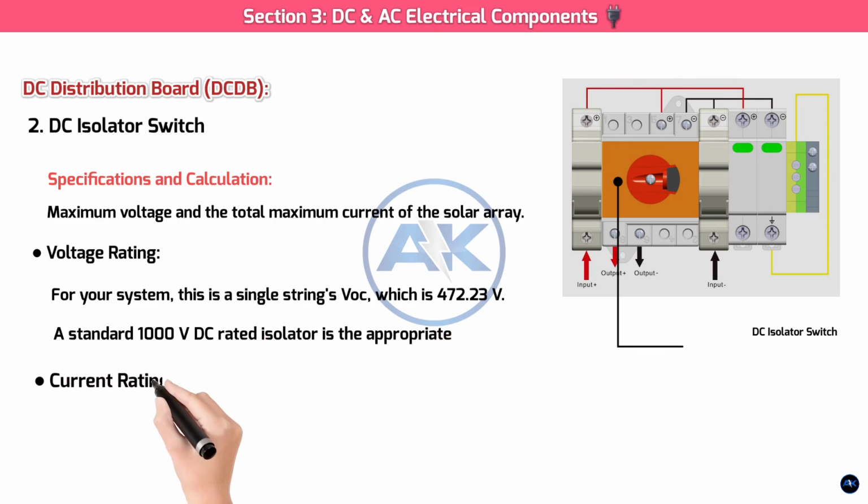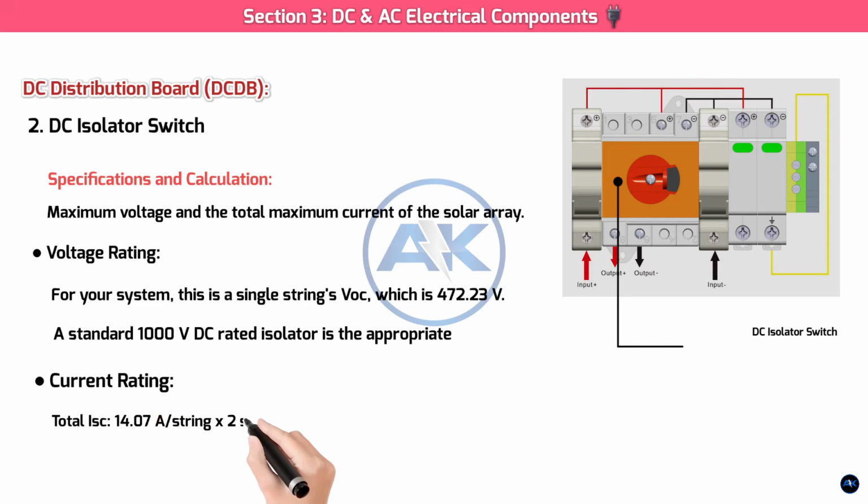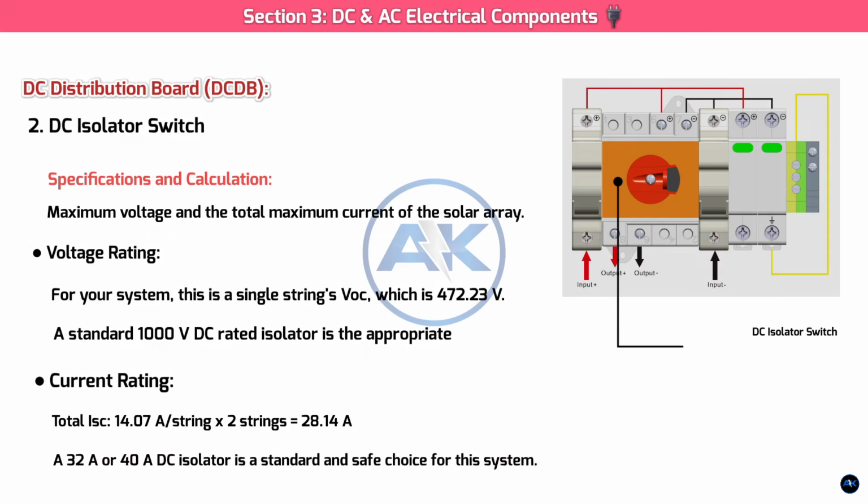Current rating: the current rating must be greater than the sum of the short circuit currents, ISC, of all parallel strings. Total ISC: 14.07 A per string times 2 strings equals 28.14 A. The isolator's current rating must be greater than this value, a 32 A or 40 A.